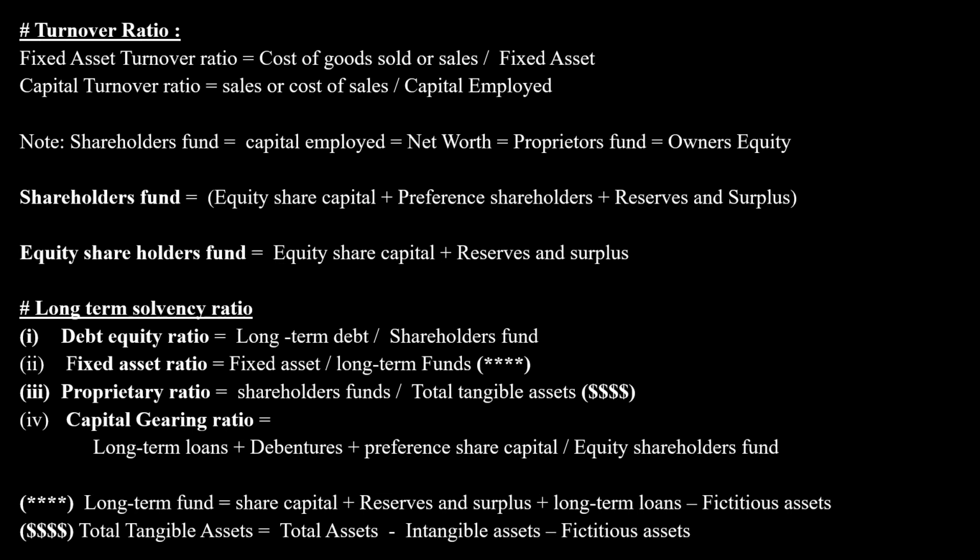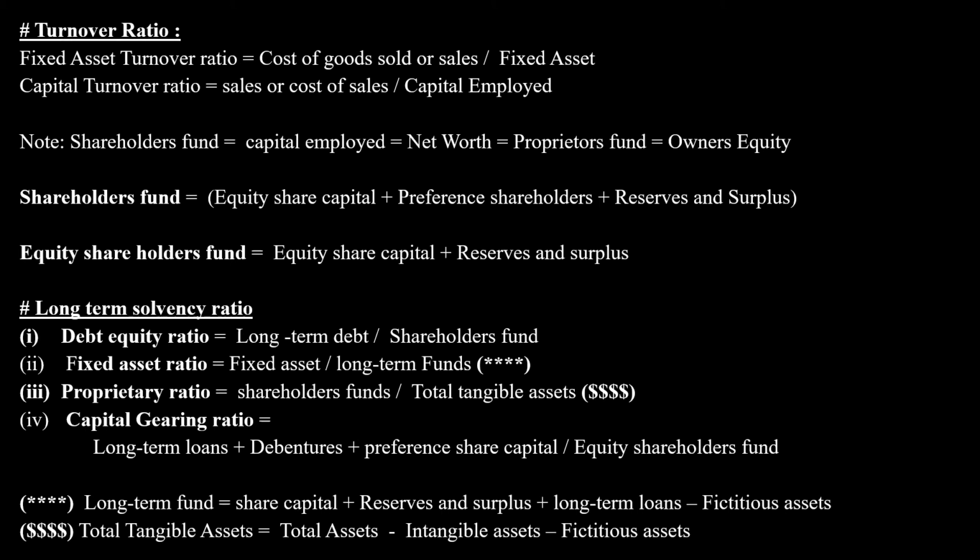For total tangible asset, the formula is: total tangible asset is equal to total asset minus intangible asset minus fictitious asset. Then capital gearing ratio: long-term loan plus debenture plus preference shares, the whole divided by equity shareholders fund. So that is what is called capital gearing ratio. Now let us see some sums with these ratios.